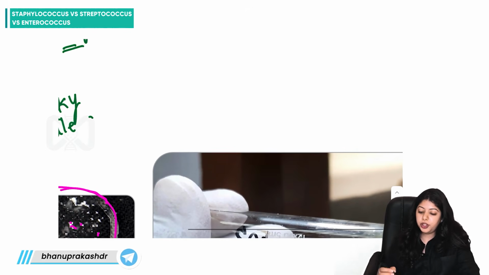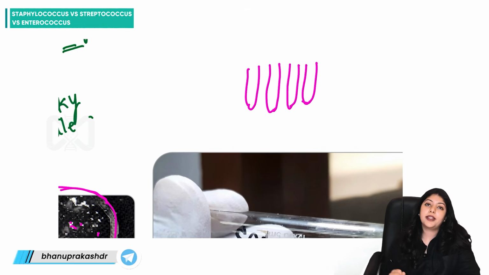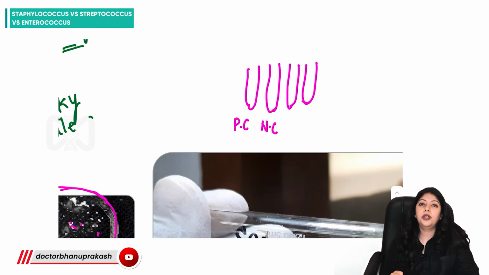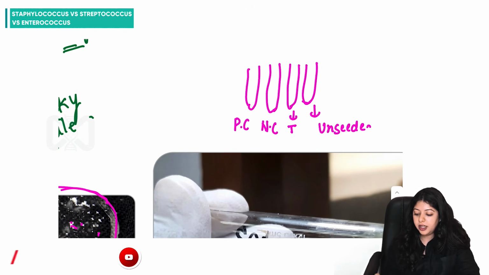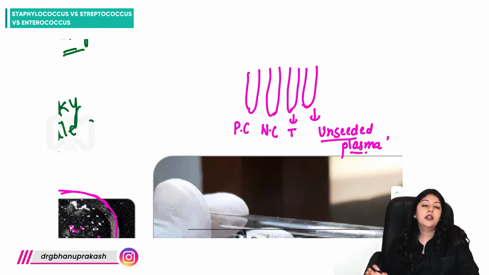So for this particular tube test also, it's ideal to take 4 tubes for one test. And what do these 4 tubes contain? One is a positive control, the other one is a negative control, the third is the test, and the fourth is the unseeded plasma. Why? Because we have to check that the plasma is fresh and there's no self-clotting, which can occur in the plasma if it is not fresh, right?